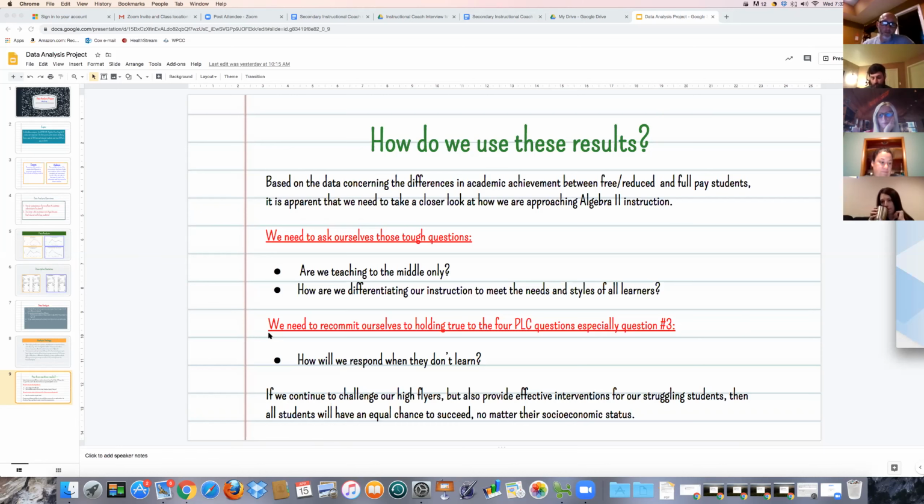So my final thought, I said, if we continue to challenge our high flyers, but also provide those specific interventions that come from PLC question number 3, then finally the kids will have an equal chance to succeed no matter their background. That's all I have.